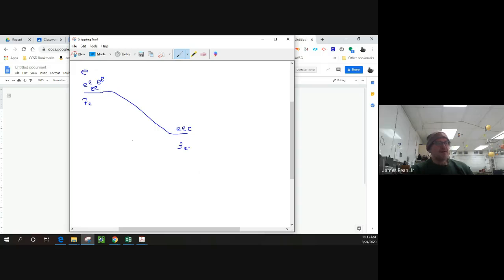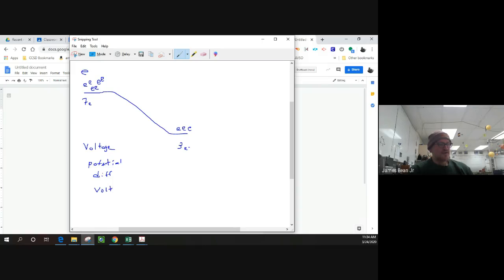If we remember, electron rich seeks electron poor. So we have a whole bunch of electrons here, and we have 3 down here. This is called potential difference. When you have a difference of electrons, this is the term called voltage, which is potential difference. It's measured in volts.